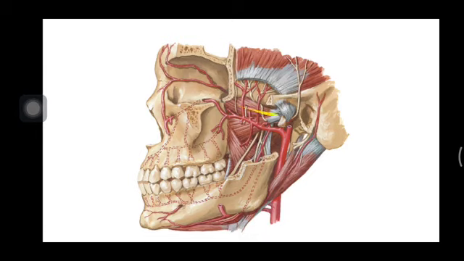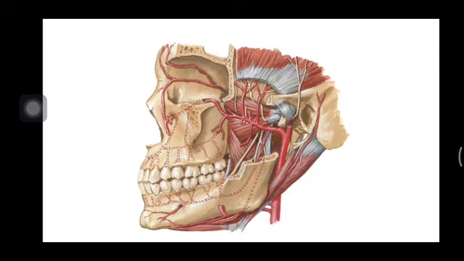Then both heads proceed laterally and backward and converge to form a tendon which is inserted into a depression in front of the neck of the mandible. Here the mandible has been cut at a certain portion to show the deeper structures. This is the condylar process of the mandible. In front of that you have the coronoid process of the mandible.